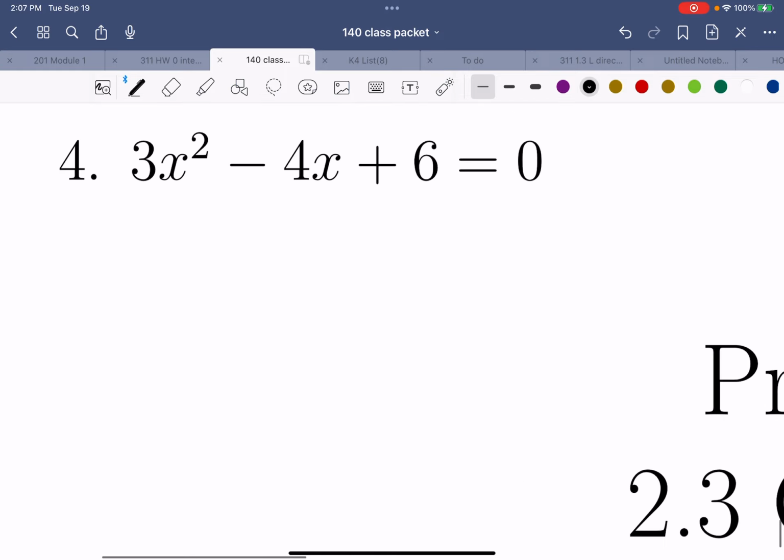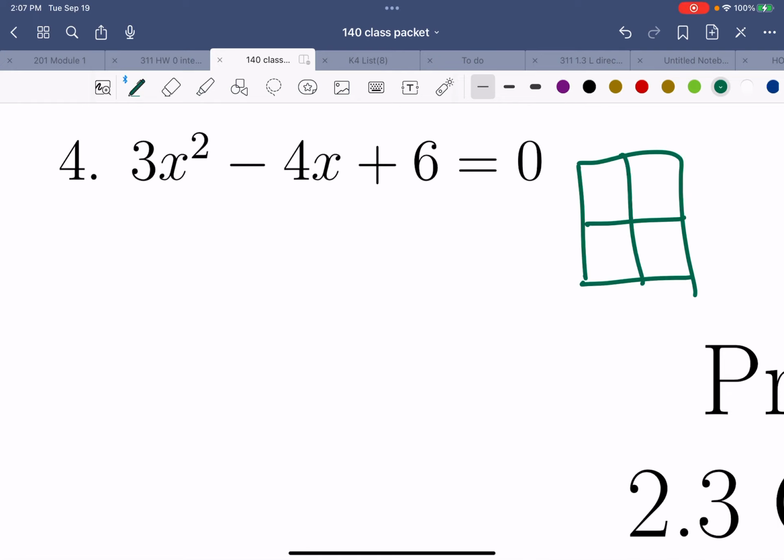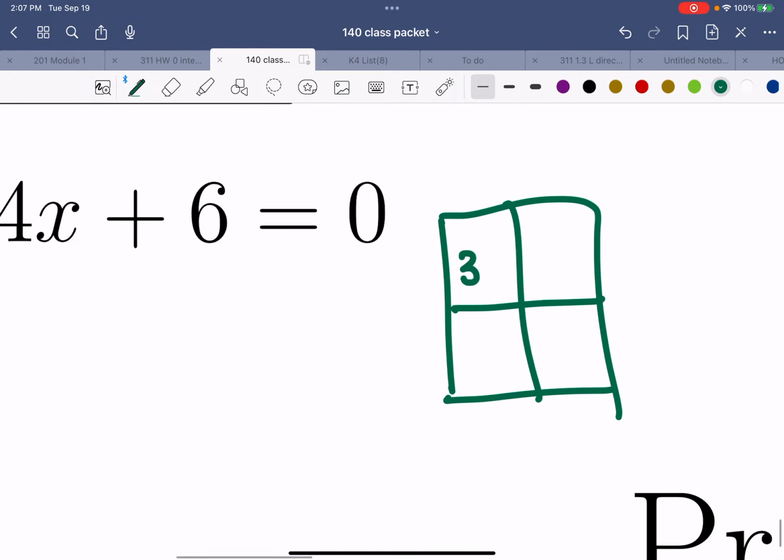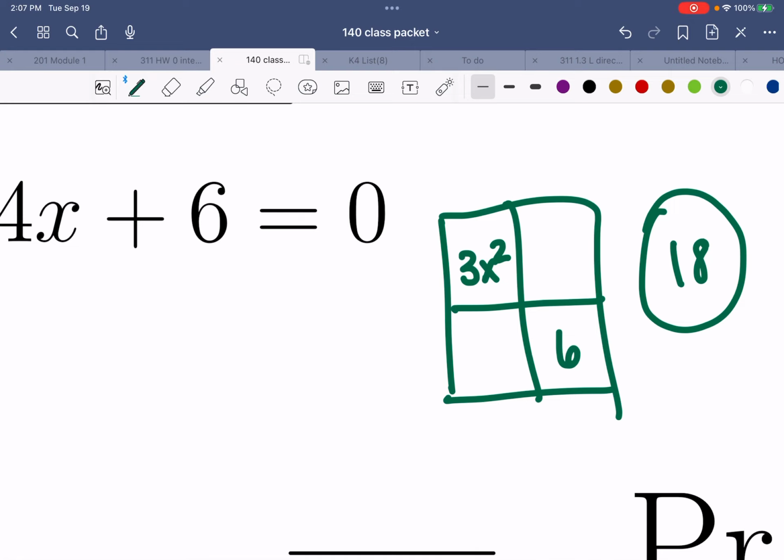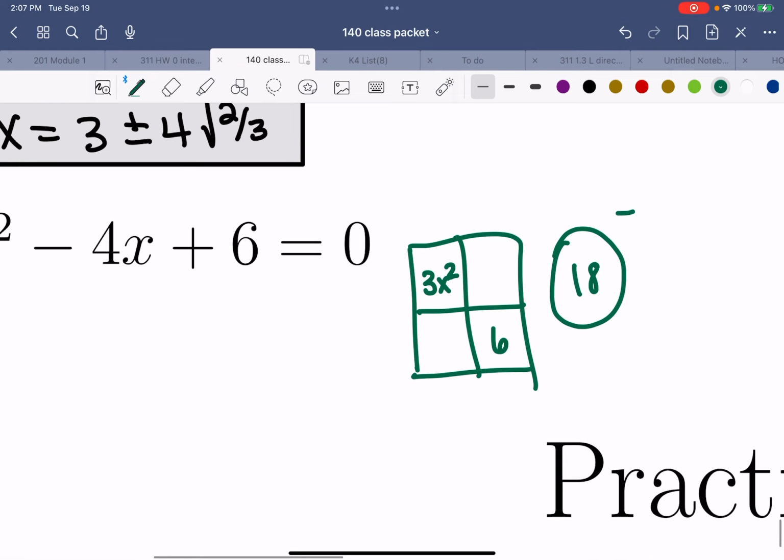And then our last one, and I didn't give you much room here, sorry about that. 3x squared minus 4x plus 6. I haven't used the quadratic formula yet, so I think that's what I'm going to go with. We could try using our box and circle, so we can take a quick peek at that one. We would put our 3x squared here, and our 6 here, and 18 would go in the magic circle, and I would need to create negative 4. Can I create negative 4 from 18?